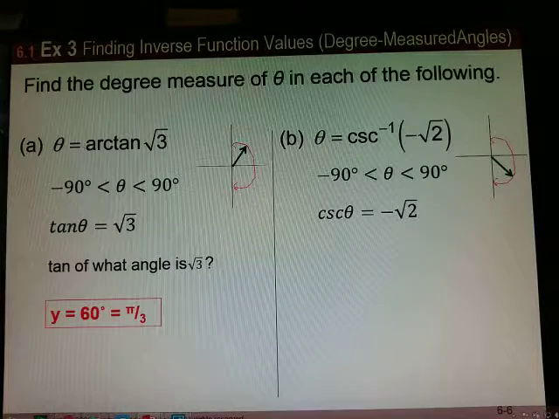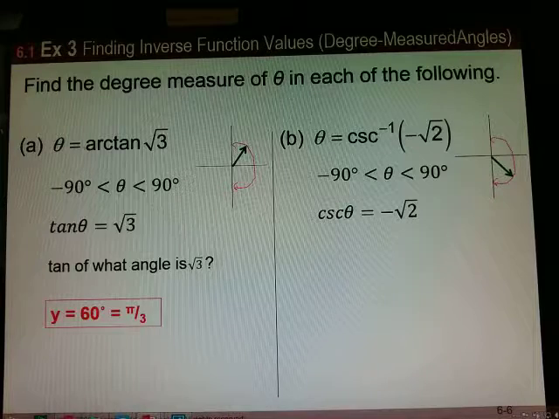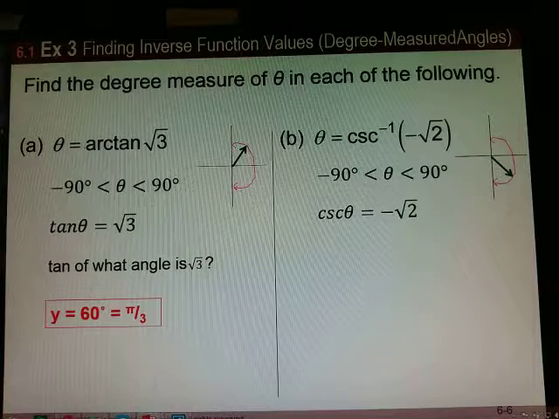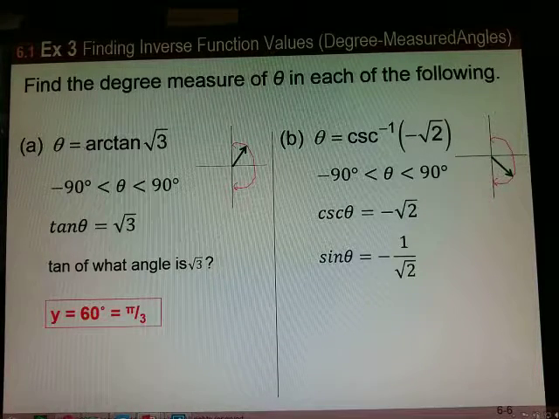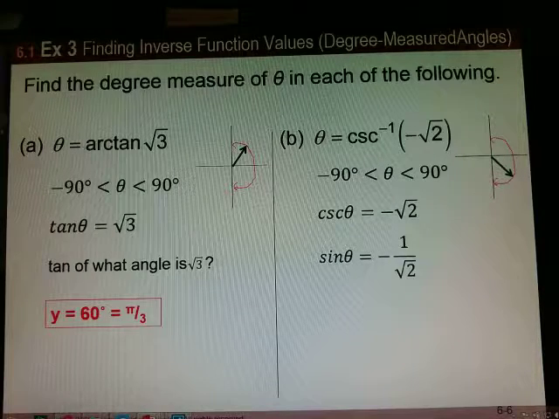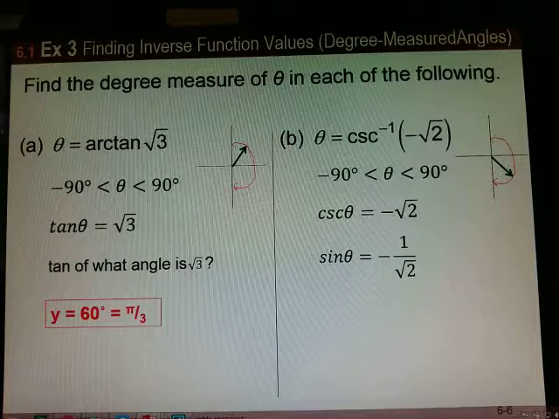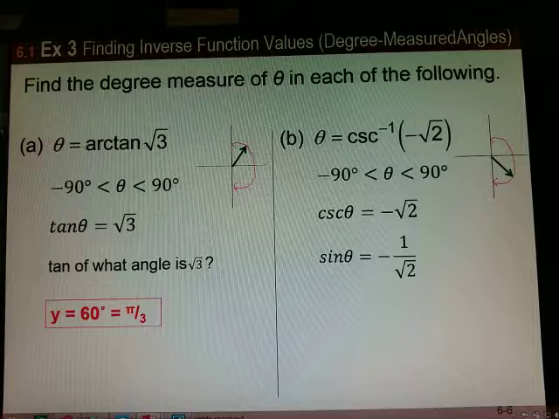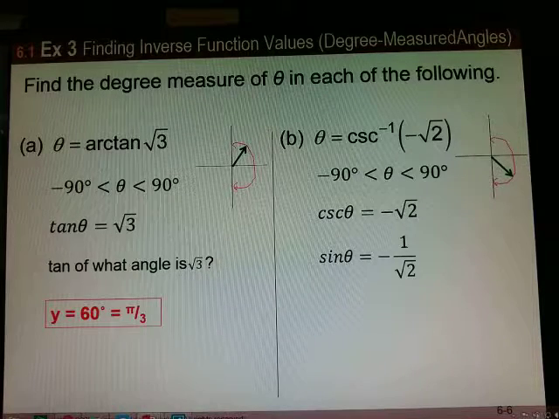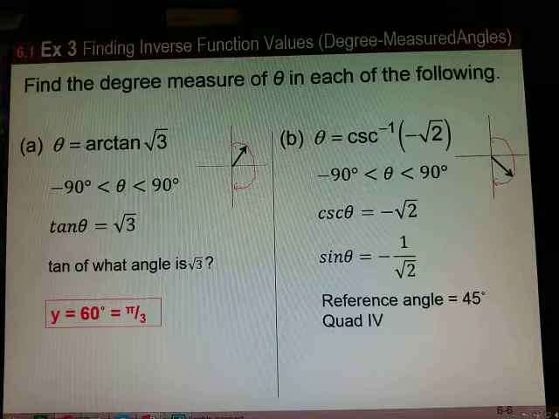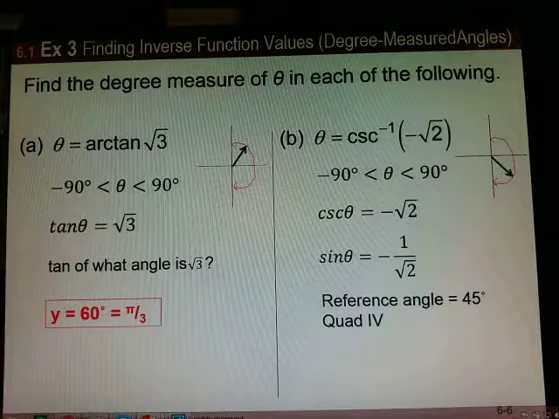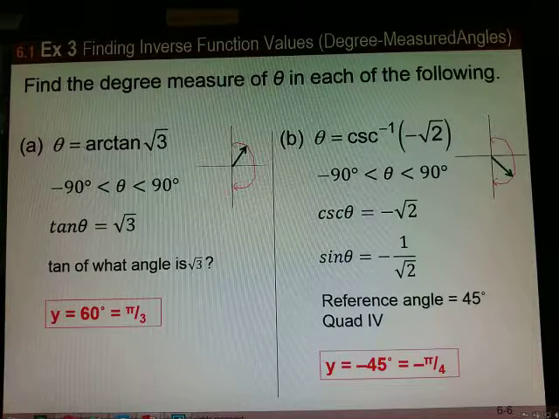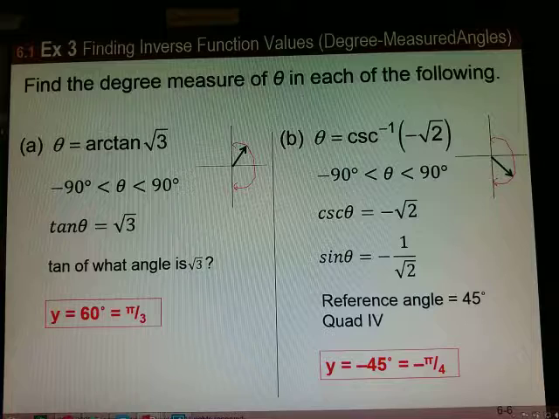So therefore, I'm asking, when is the cosecant negative square root of 2? Now cosecant was the reciprocal of sine. So we're basically asking, when is the sine negative 1 over square root of 2? Well, the sine of what angle is 1 over square root of 2? That would be the sine of 45 degrees. So the reference angle is 45 degrees, but because we went down into quadrant 4, my answer would be negative 45 degrees or negative pi fourths.